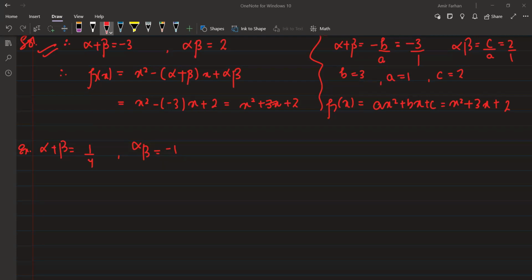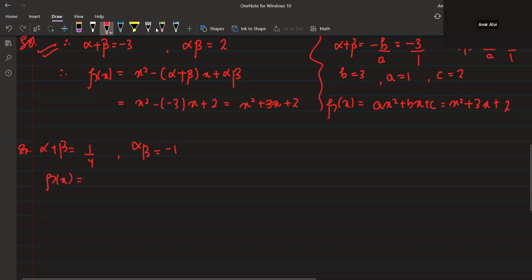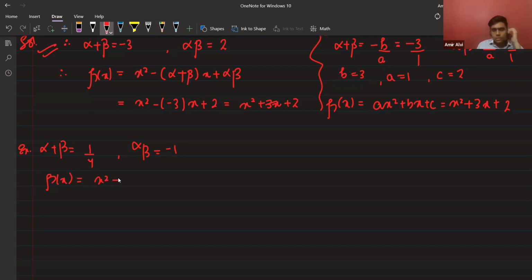Yes, Adil, done? What is the polynomial expression according to you? x square minus 1 by 4x plus minus 1, minus 1 basically. Plus minus will be minus.